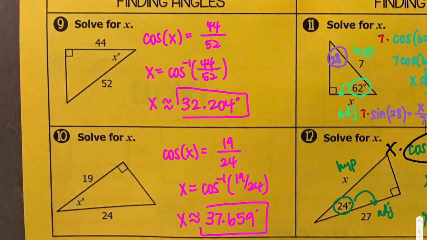Now to find an angle, we can look at number 9. So cosine of the angle, cosine of x, is equal to 44 over 52. That's adjacent over hypotenuse. To get rid of the cosine, we had to do the inverse of cosine. So x is cosine inverse of 44 over 52. Again, go to your calculator to get the decimal.